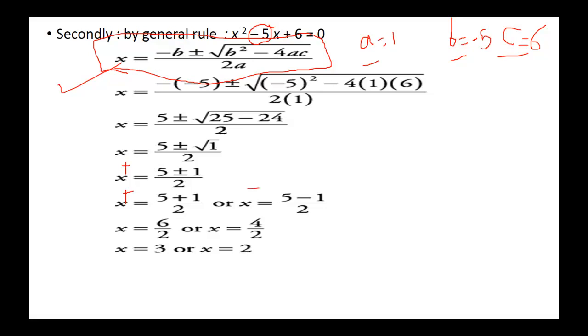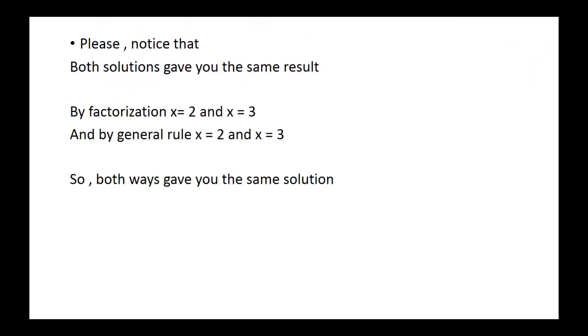So x when positive will equal 3, and when negative, x will equal 4 over 2, or x equals 2. So the same solution we got by factoring is the same solution we get by the general rule. Both solutions give you the same result.